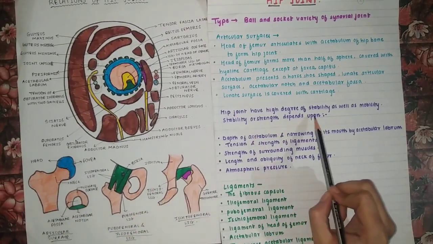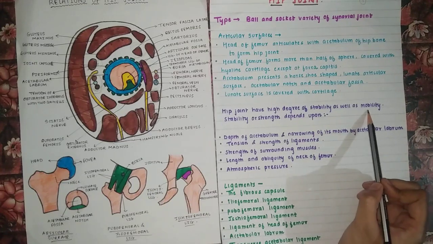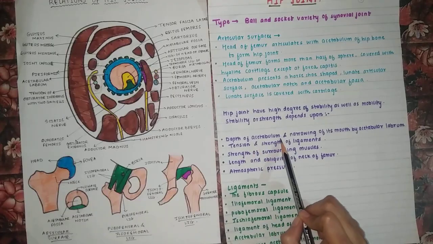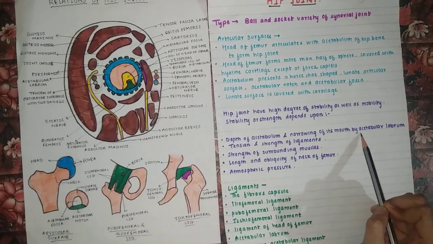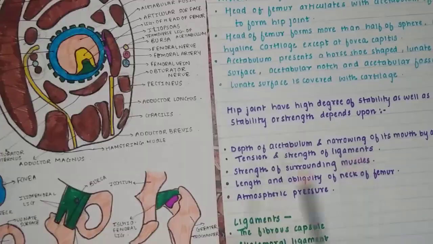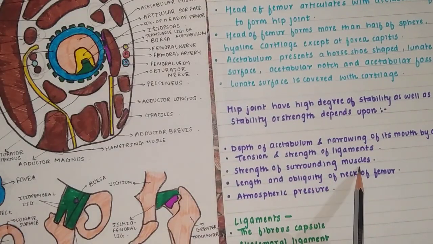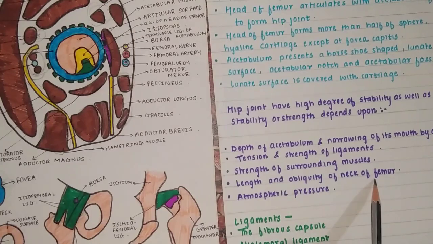Hip joint has a high degree of stability as well as mobility. Stability or strength depends upon depth of acetabulum and narrowing of its mouth by acetabular labrum, tension and strength of the ligaments, strength of the surrounding muscles, length and obliquity of neck of femur and atmospheric pressure.